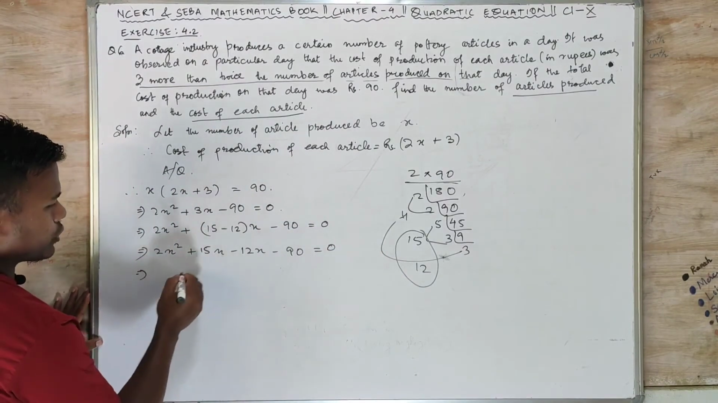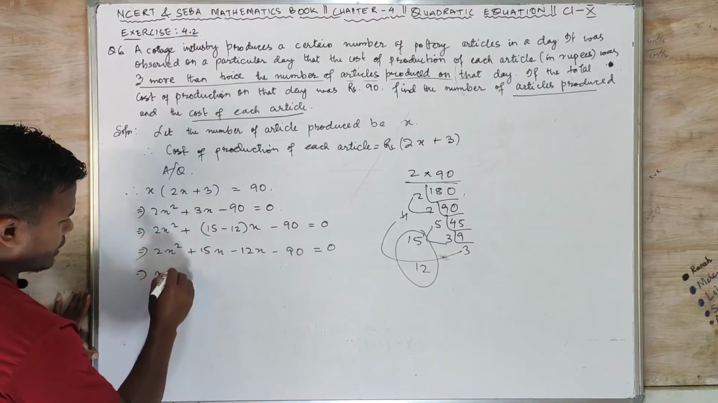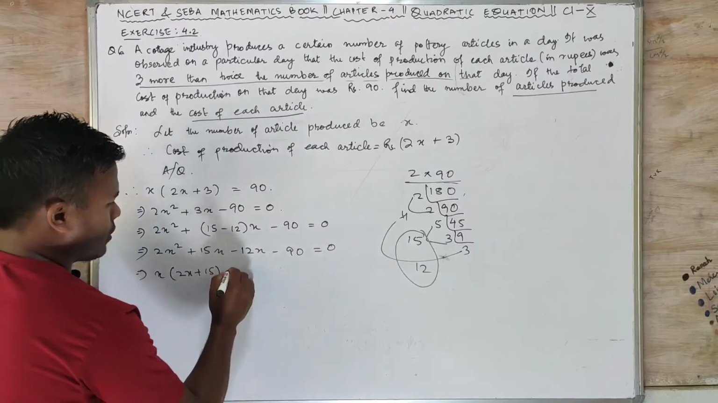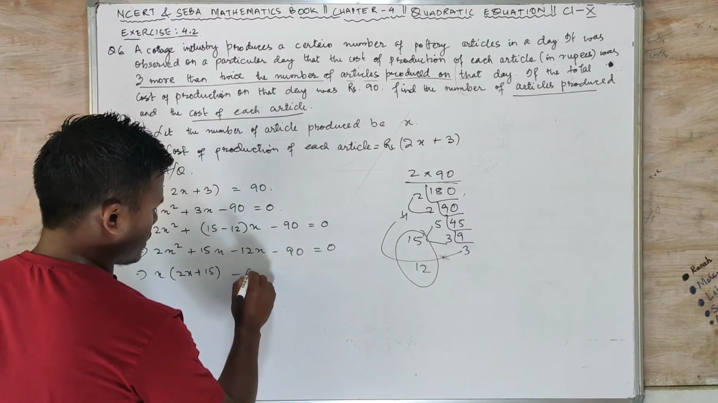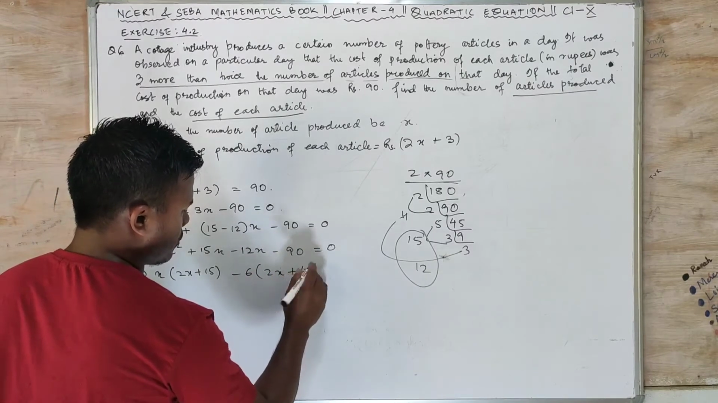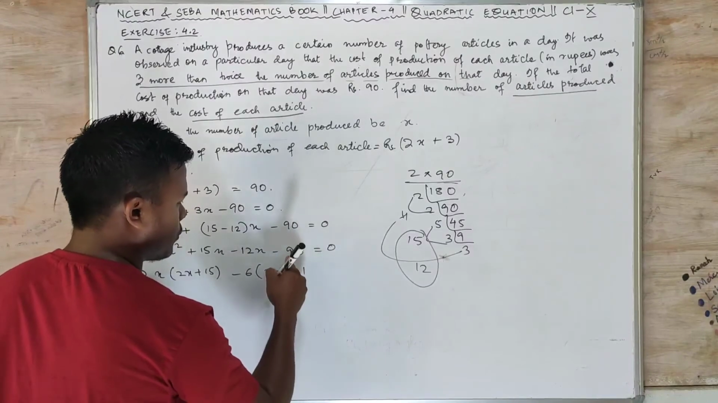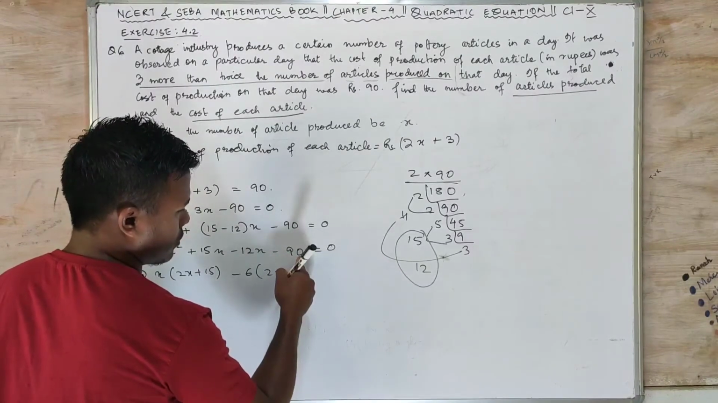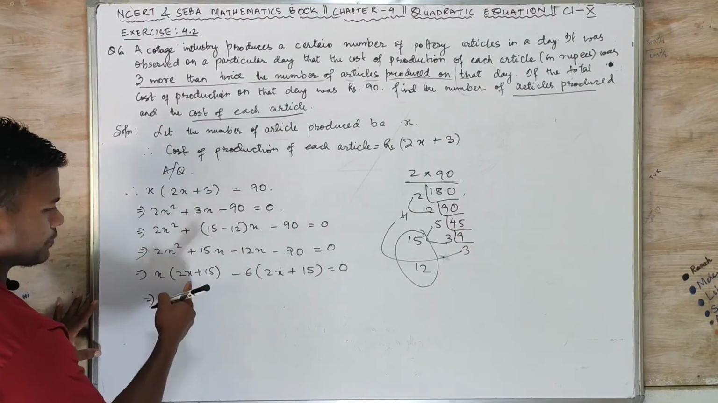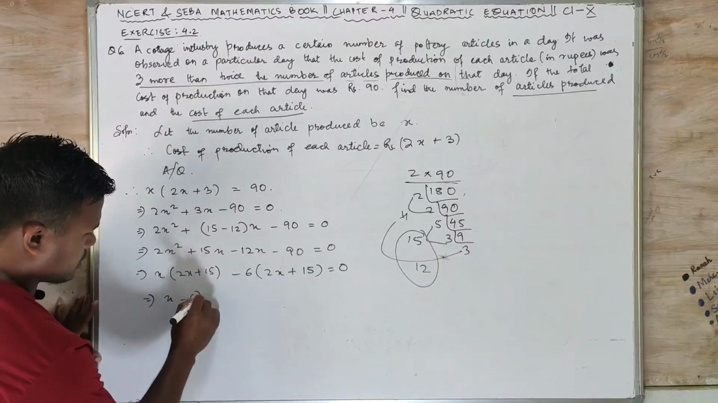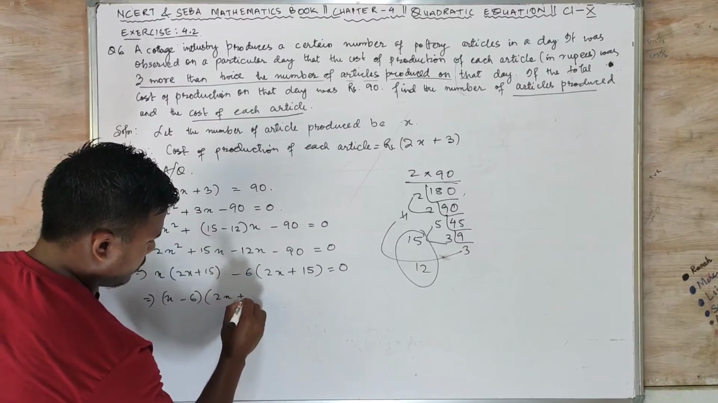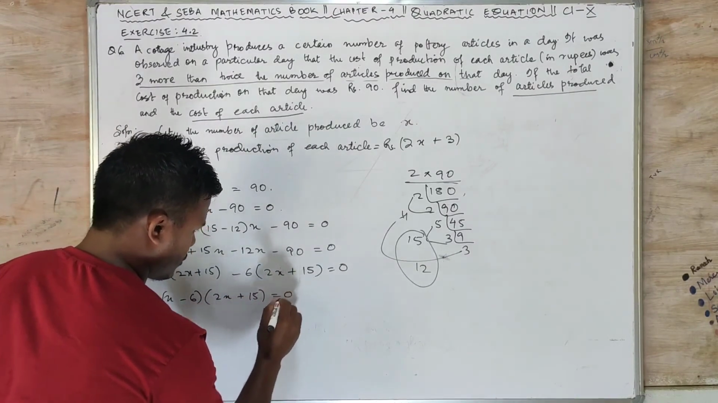Then you take common from the first two terms and the last two terms. You can take x, then it will become 2x plus 15, minus, if you take 6 here, then 6 2s are 12x, minus becomes plus, 6 how many times is 90, 6 15s are 90. Then x minus 6 is one factor, and the other factor is 2x plus 15, which is equal to 0.